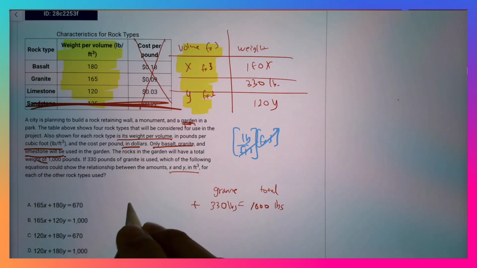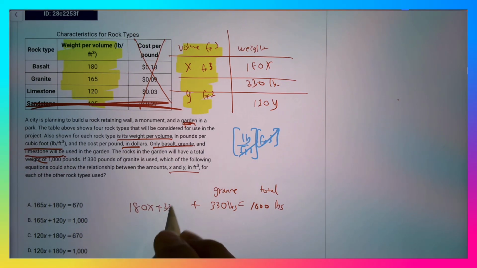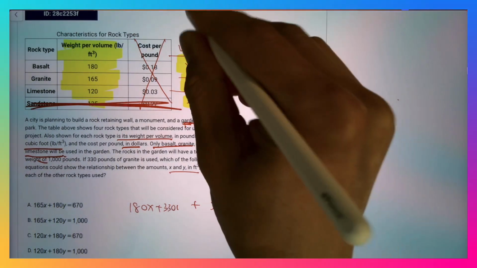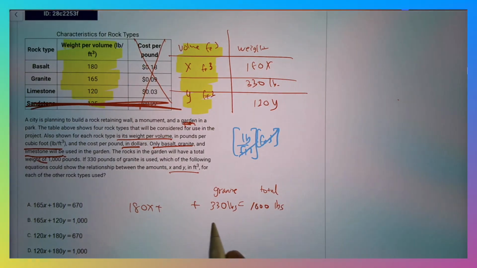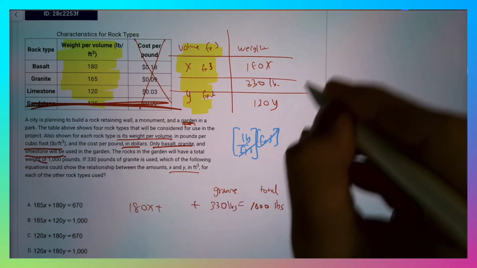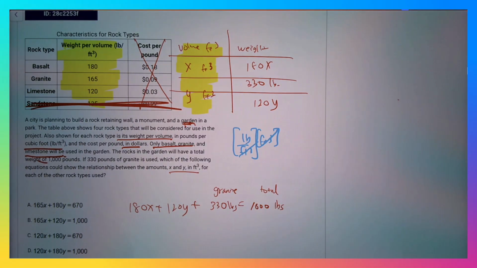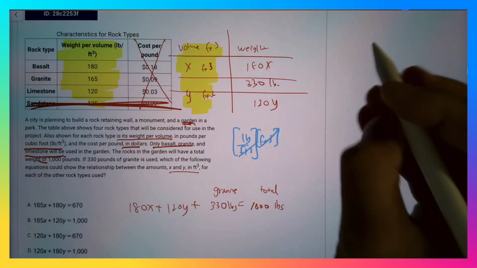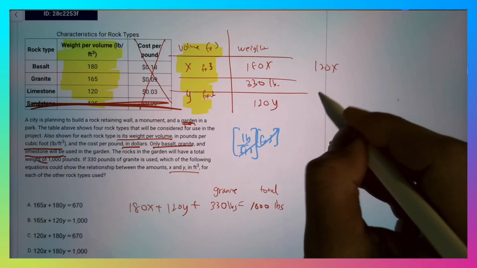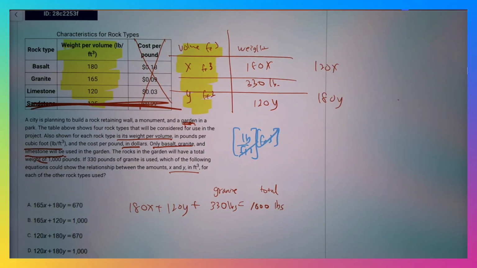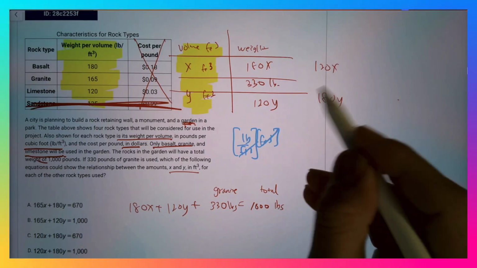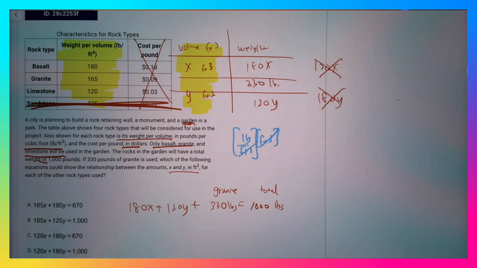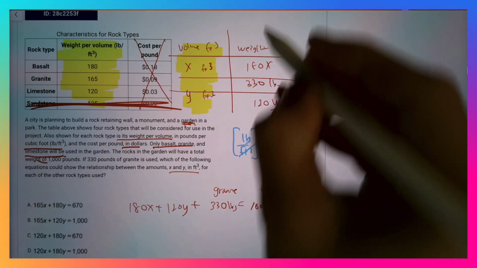So we're going to write 180x plus 330 plus 120y. We already took care of 330. So 120y. They didn't really explicitly mention x or y, as I mentioned before. It could be 120x and 180y, but I'm not seeing that in the answer choice. So we're good. We don't have to worry about which one goes which. Well, actually we do.